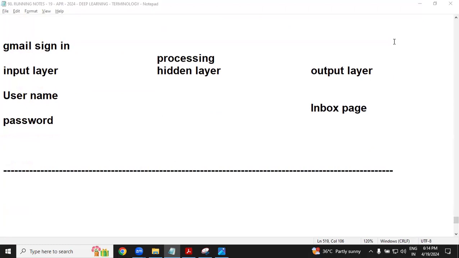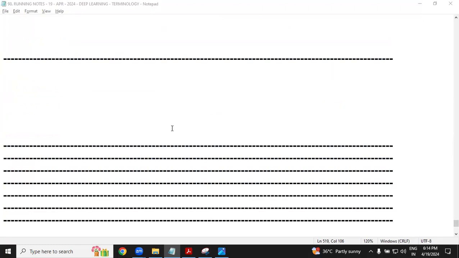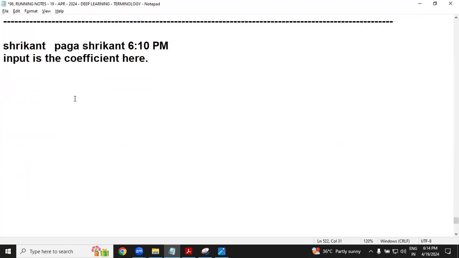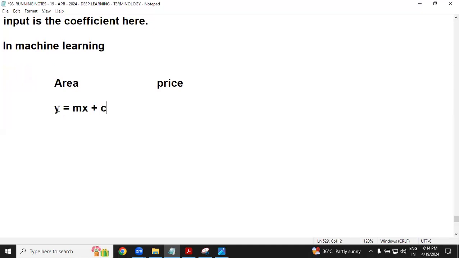Weights are coefficients, sir. Just recently, best example. If you want to go back to machine learning, I hope you already worked with the problem statement: area and price, and y equals mx plus c. Can you please talk with me?